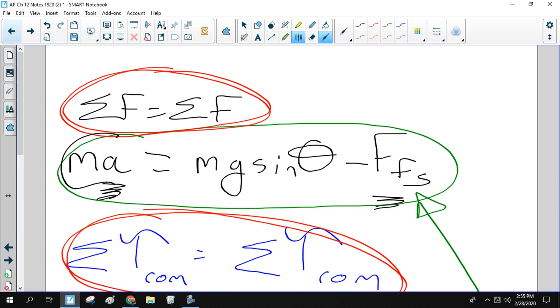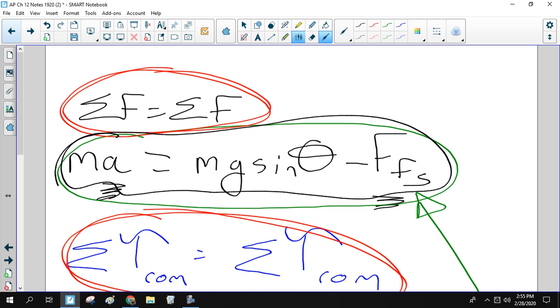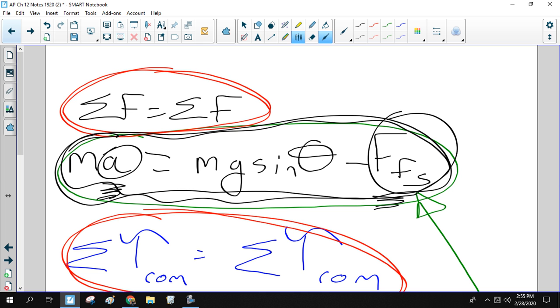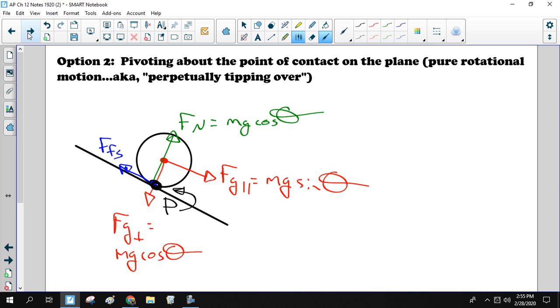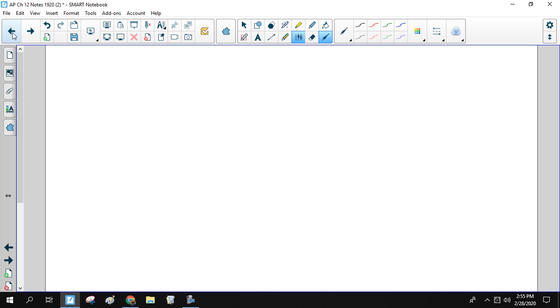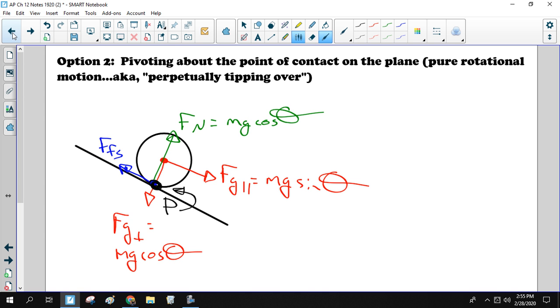So we have this same net force equation, but again, there's two unknowns. I don't know my acceleration, and I don't know my force of static friction. But check it out. What I was saying before is when we do it this way, we're thinking of this thing as perpetually tipping over. So there's always angular motion about that pivot point.